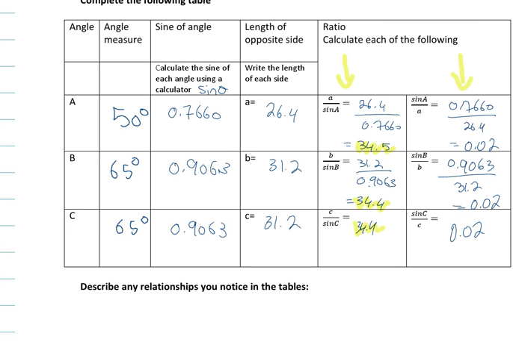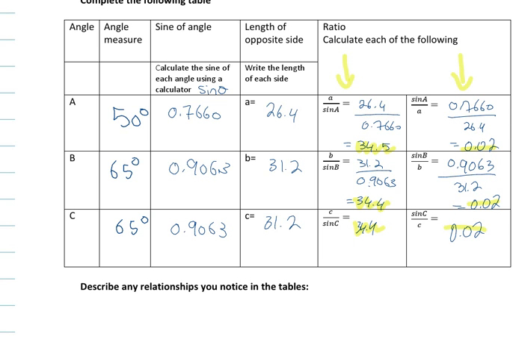How about when I look at this? What can you tell me about these? They're the same. So what happened here, basically, when I did the side length divided by sine A, is going to be equal to the side length of B divided by sine B. It's going to be equal to the side length of C over sine C.